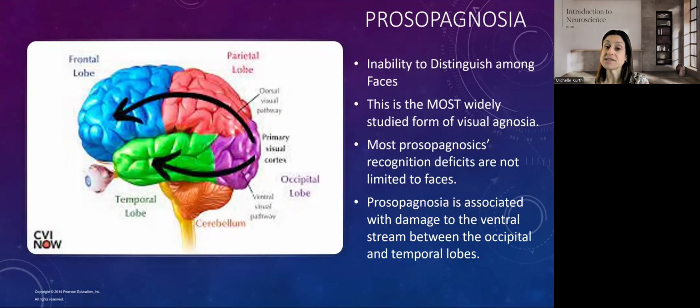This is caused by damage in the ventral stream of the brain, where visual information meets the areas that process object recognition. Now, here's something wild. Even though they cannot consciously recognize faces, their bodies often respond unconsciously. For example, the skin conductance, and we talked about this in class last week, actually changes when they see a familiar face, even if they say, I don't know who that is, right? Their brain on some level knows, even if they don't. So again, this is the most widely studied form of visual agnosia.